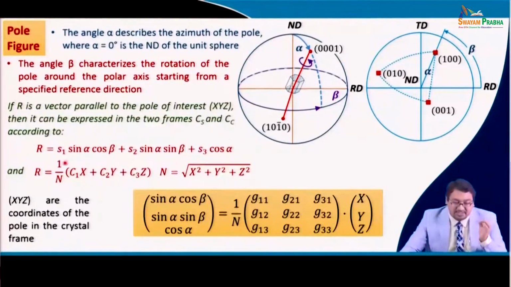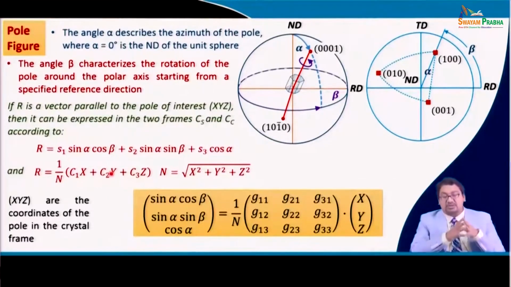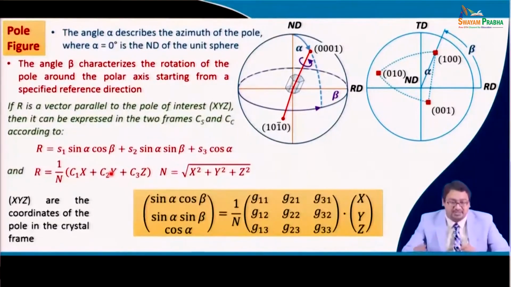So R is equal to S1 sin alpha cos beta plus S2 sin alpha sin beta plus S3 cos alpha. That is in terms of the sample reference system. In terms of the crystal reference system, it is 1 by the root of x square plus y square plus z square, where x, y, z are the Miller indices of that pole, times C1 x plus C2 y plus C3 z. So the crystal coordinate system C1, C2 and C3 with respect to x, y and z is the Miller indices for the particular pole of interest with respect to this RD, ND and TD.